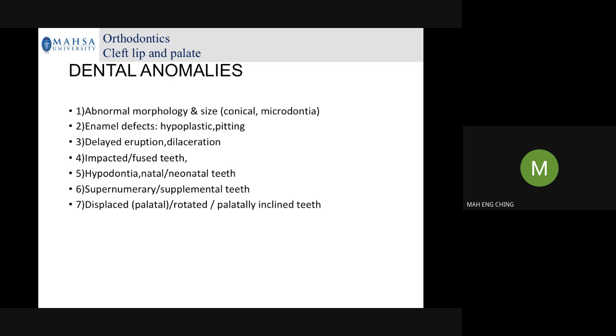Then delayed eruptions, and impacted or fused teeth are very common also. Impacted canine is very common because the patient doesn't have the full alveolus. They have a cleft, and that causes the impaction, because the teeth cannot erupt without the bone. Hypodontia, where there can be fewer teeth. Natal, neonatal teeth, or postnatal, after the birth or before the birth. Supernumerary, supplemental, extra teeth are common. Even though they erupted, teeth can be displaced due to the cleft. Rotations, crowding, displacement, very common.